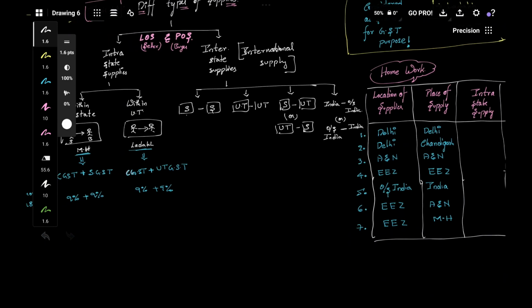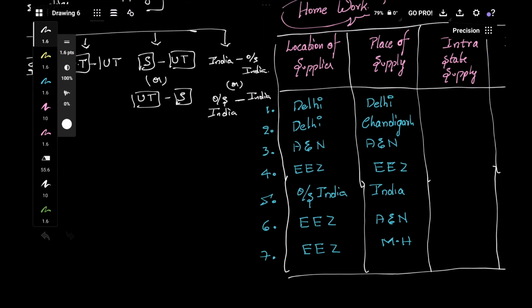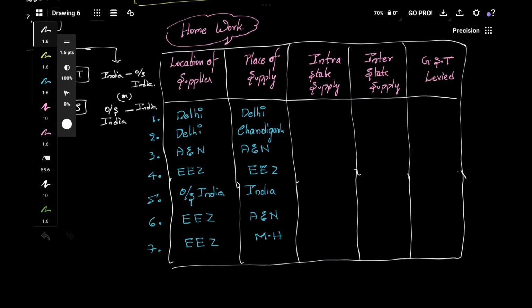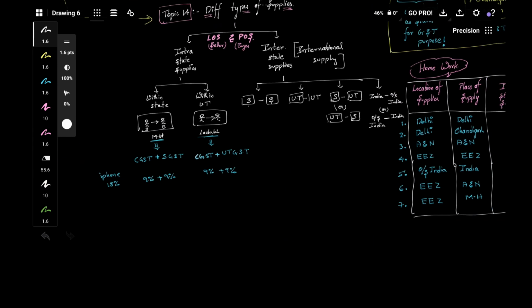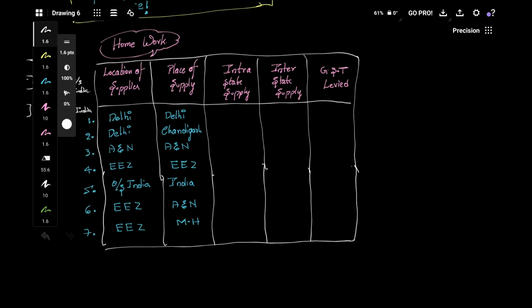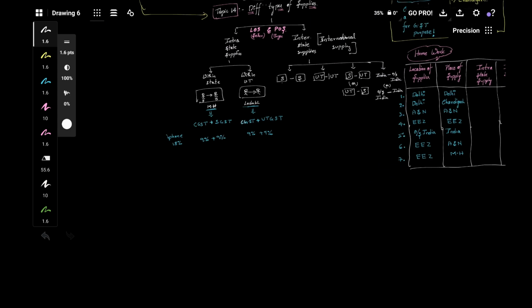So here my question is, I am giving you some questions now. You have to answer what these transactions actually are. Is it intrastate supply or interstate supply? So let's discuss them with some examples. This chart I'll give you as homework. Okay, let me explain a bit more of this concept, and after that you can take it as homework.